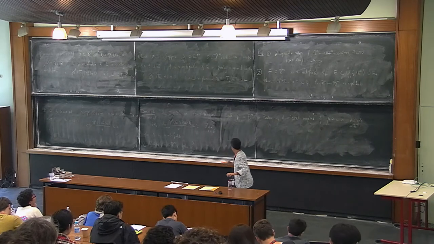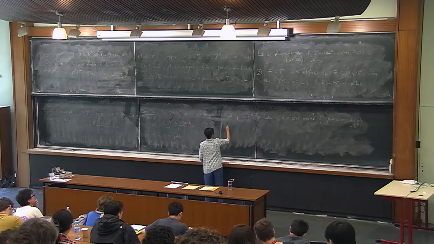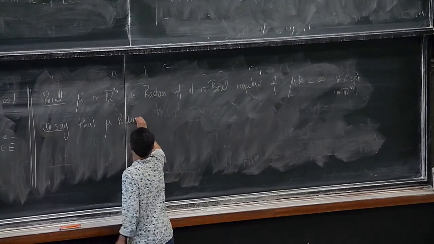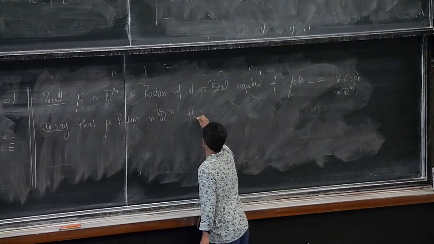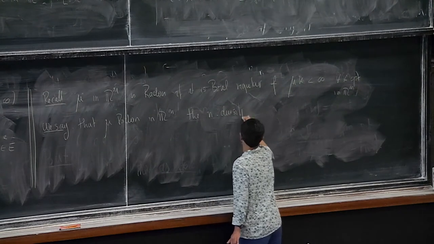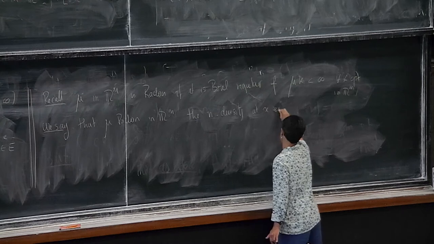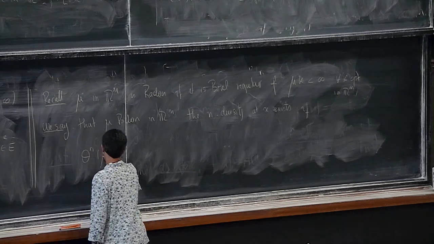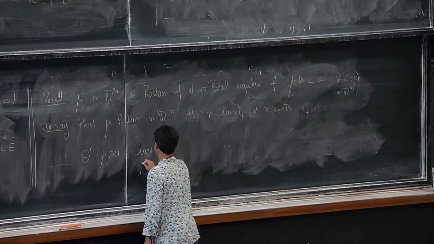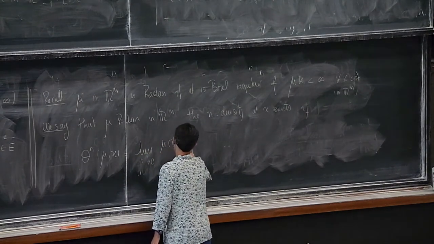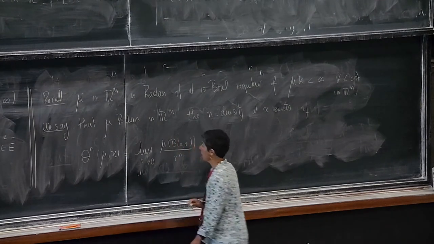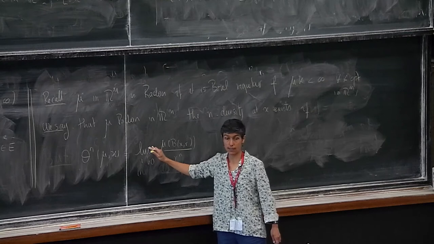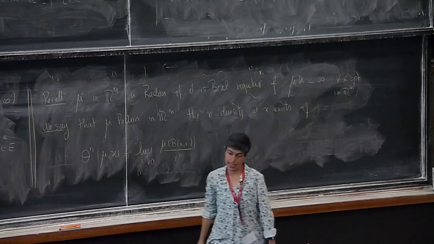So we say that for mu Radon in R^m, the n density at x exists. So this is the definition. If the following thing, theta n of mu at x, the limit as r goes to 0 of mu of B(x,r) over r^n. What I am saying is this limit exists. The fact that I write limit means the limit exists.